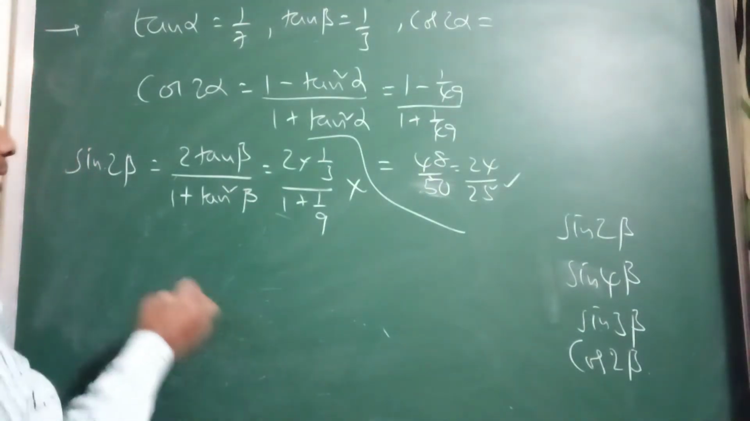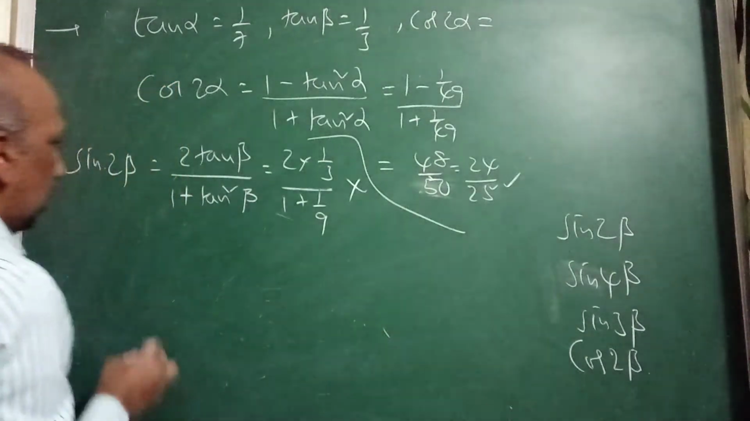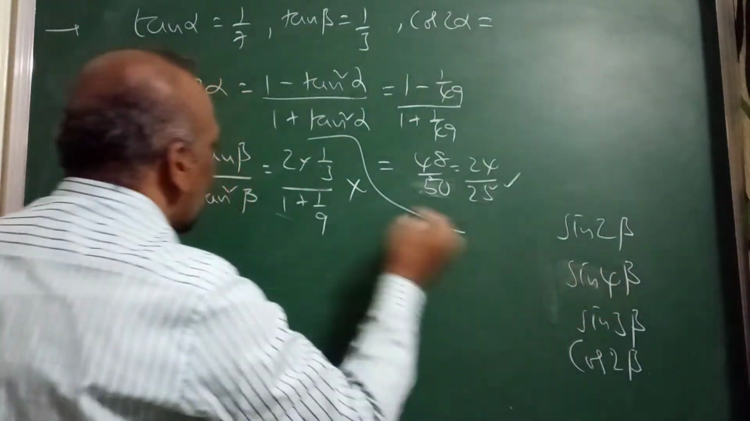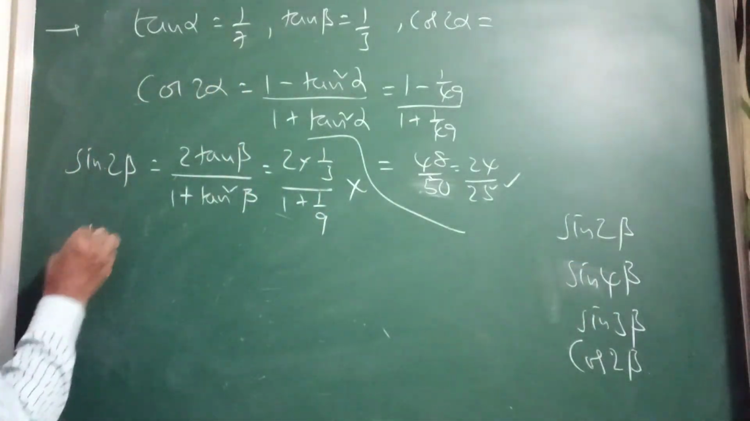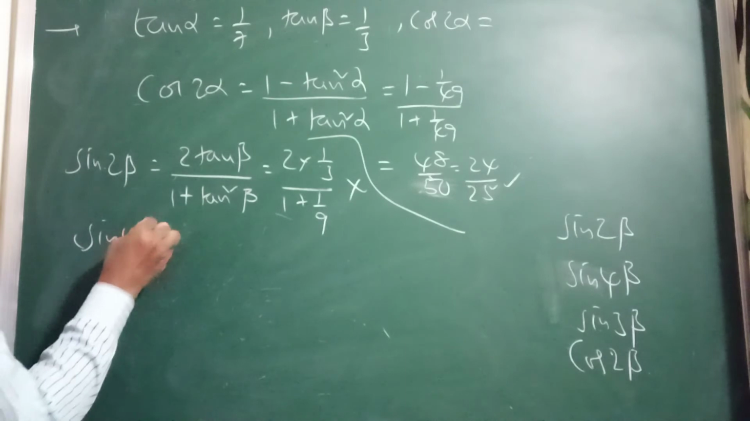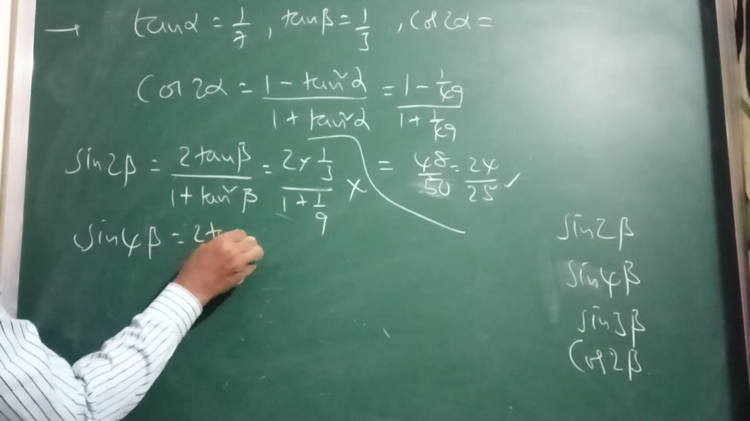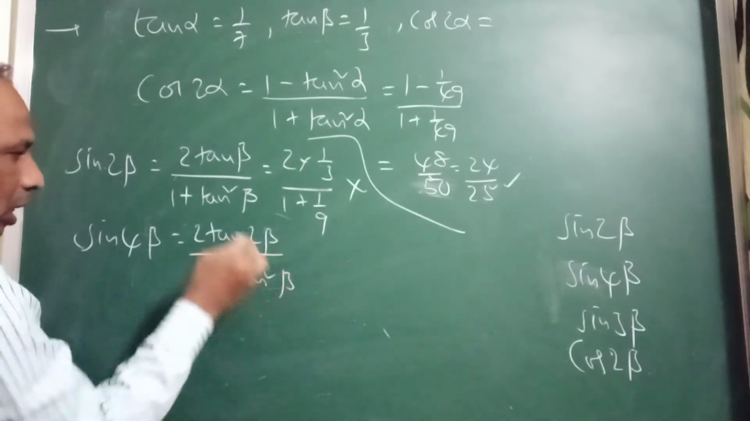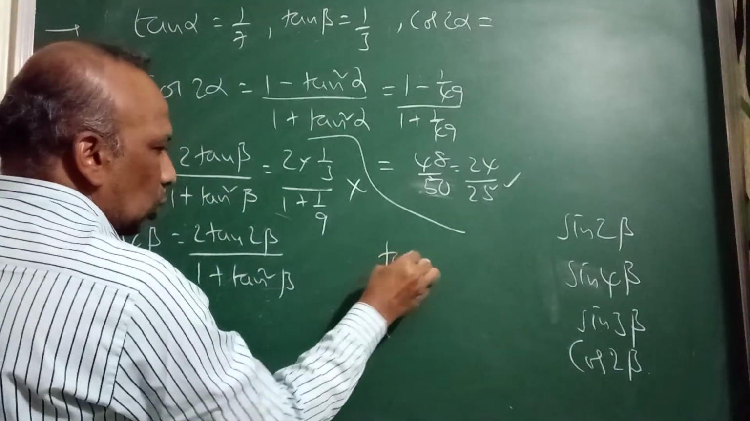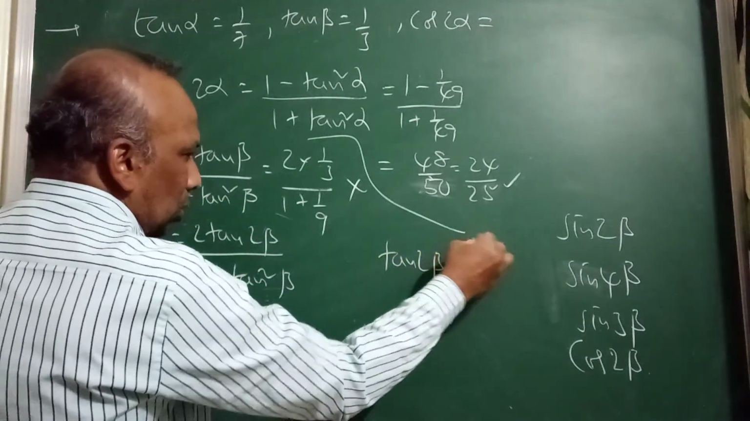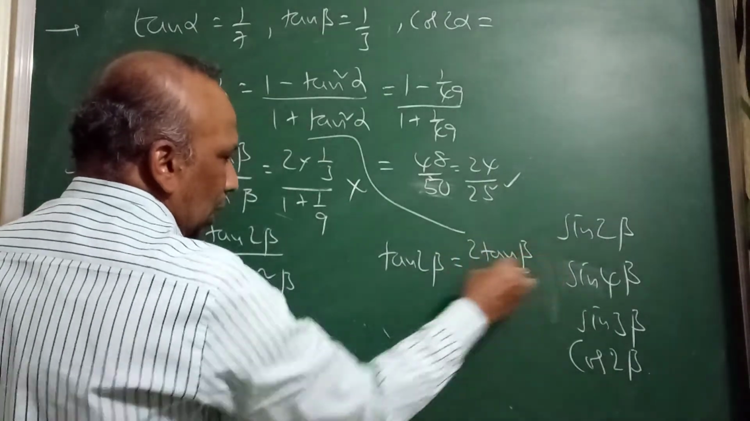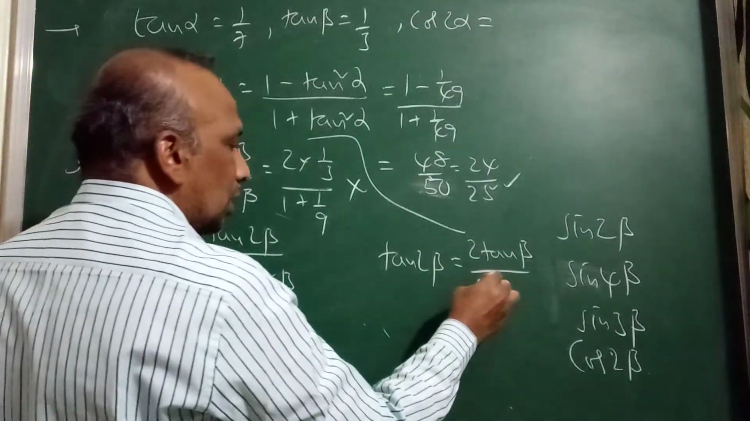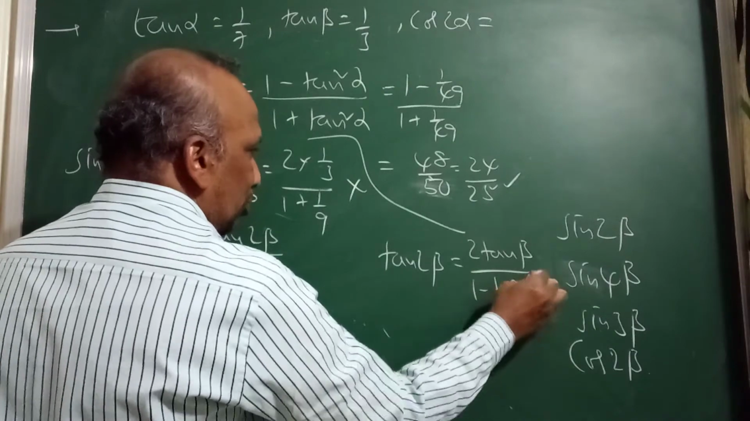No way, there's no chance to get that. Now you can see sin 4 beta. Before finding sin 4 beta, if you take sin 4 beta, it is 2 tan 2 beta by 1 plus tan square 2 beta. I want tan 2 beta. So tan 2 beta equals 2 tan beta by 1 minus tan square beta.